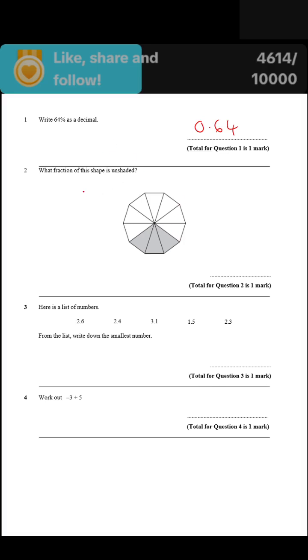And then question 2, what fraction of the shape is unshaded? So again, if you can put answers in the comments for me.